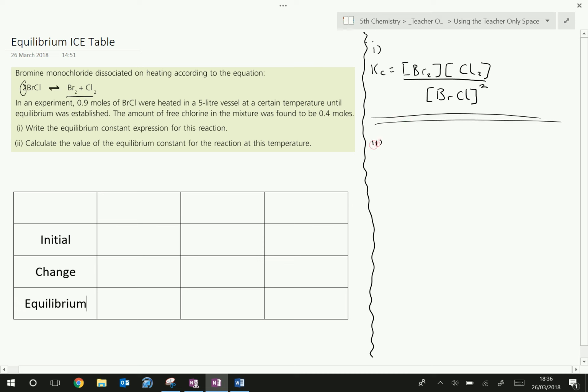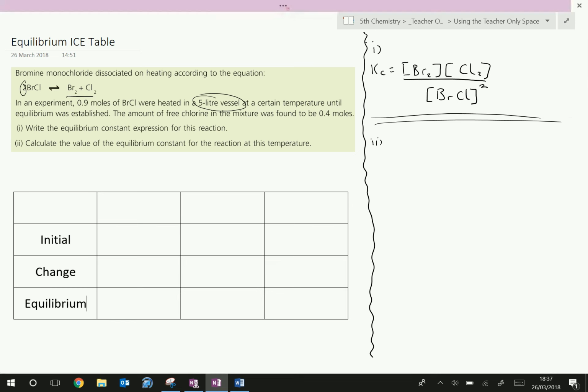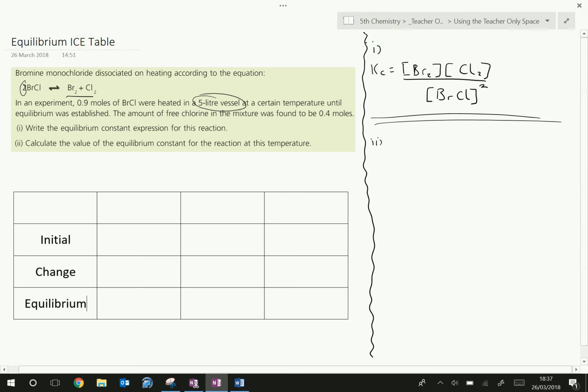For part 2, we need to calculate the value of the equilibrium constant for the reaction at this temperature. That means using my ice table down in the bottom left to get my equilibrium concentrations, which I can then substitute back into the equilibrium constant expression. Now what I need to put into this table are moles per litre values. But in the question we have a 5 litre vessel, so all of my mole values are moles per 5 litres. To get to moles per litre, I'm going to have to divide them by 5.